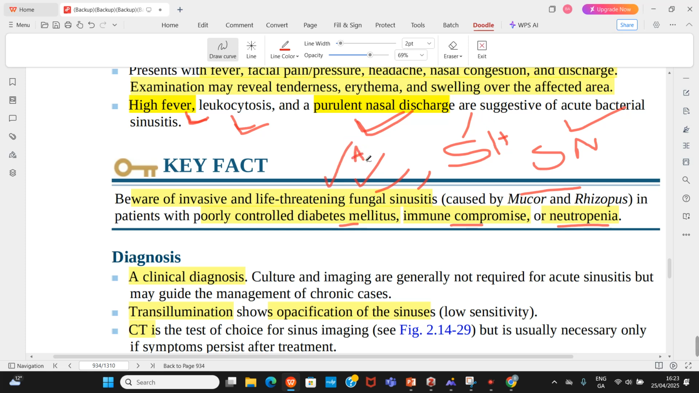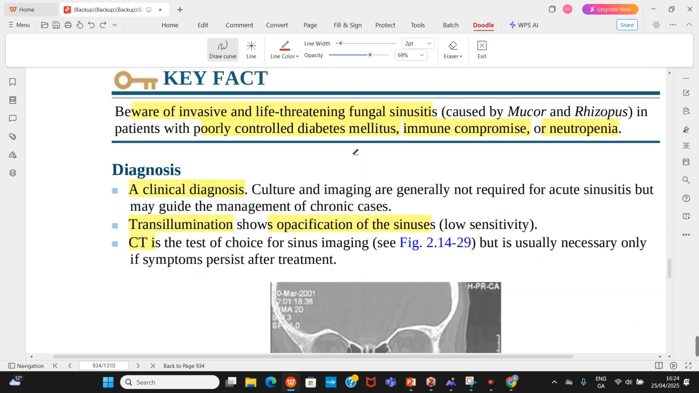And what, after giving amphotericin, what do we even do? There's even something we do before we give amphotericin B. What do we do? Anybody? You debride. You debride. You look at debridement and you give amphotericin B.